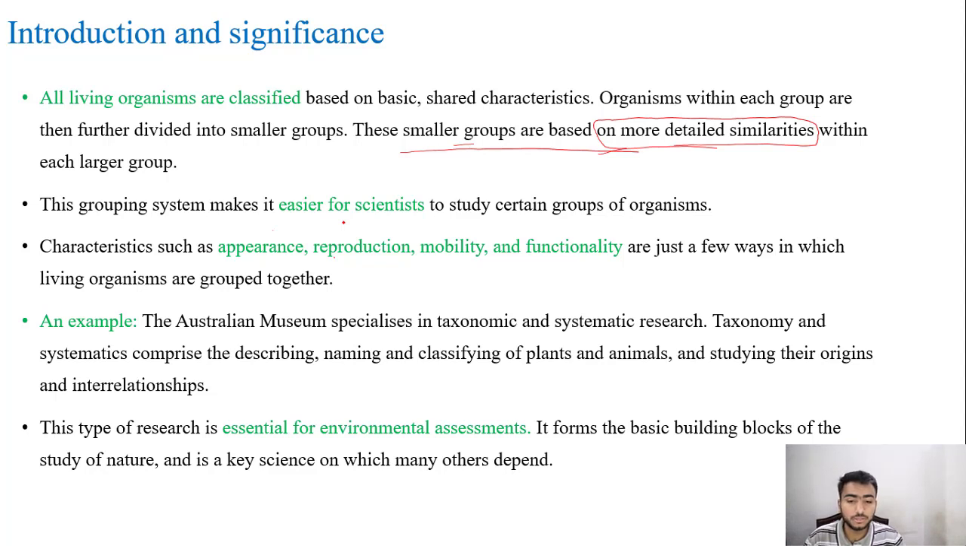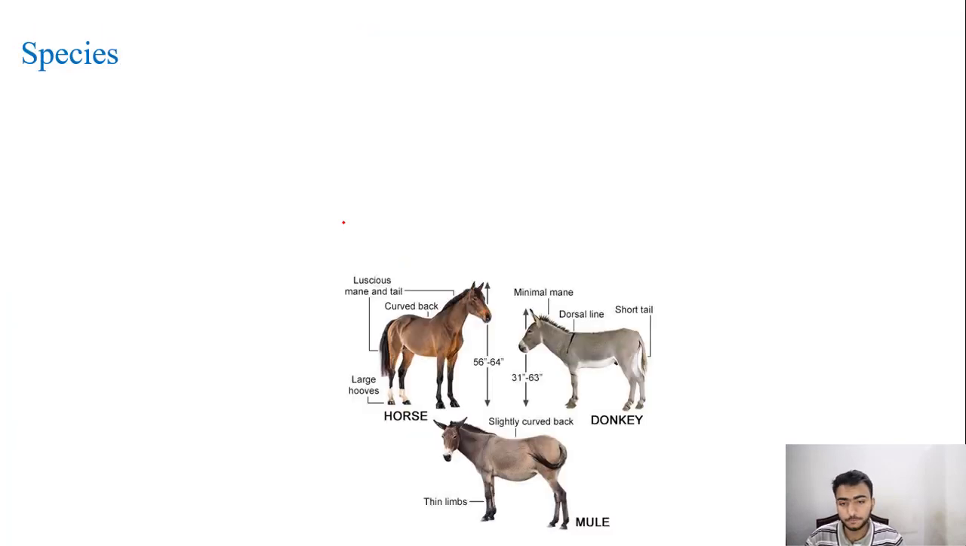So it is important that we gauge how we are utilizing the environment, or, for example, whether we are near to making a species or a living organism extinct. It is important for us to understand and to communicate these scientific names of these organisms.